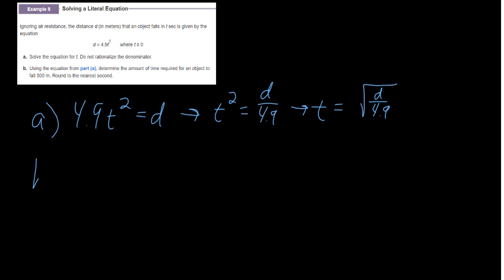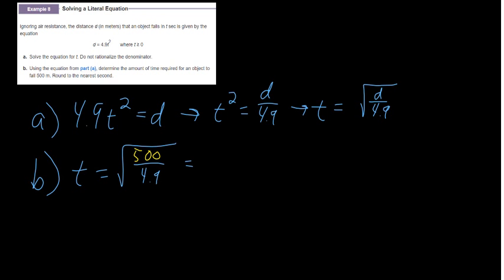And then b. Using the equation from part A, determine the amount of time required for an object to fall 500 meters. So again, the distance d is the one in meters. So all I have to do is put in 500 for d. So t is equal to the square root of 500 divided by 4.9.